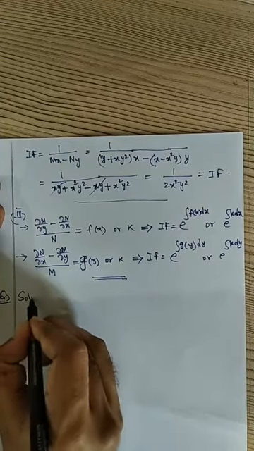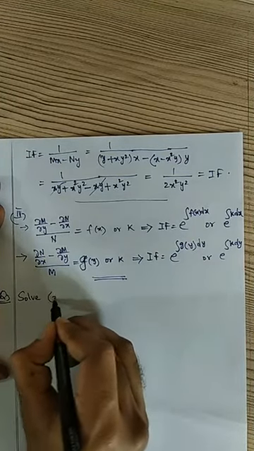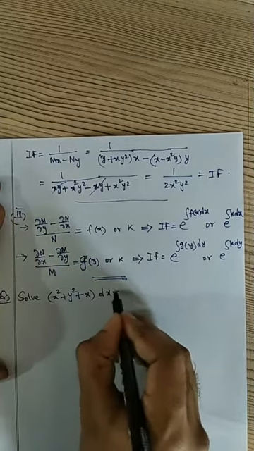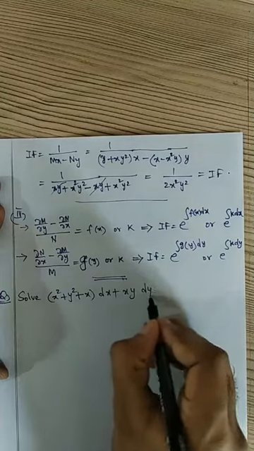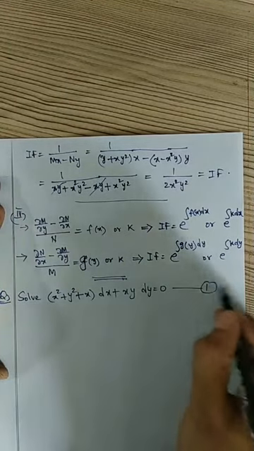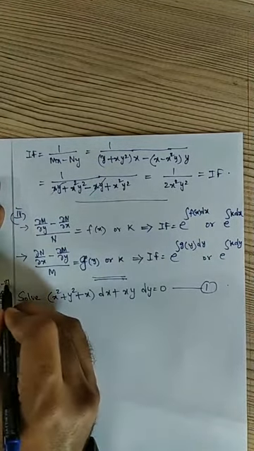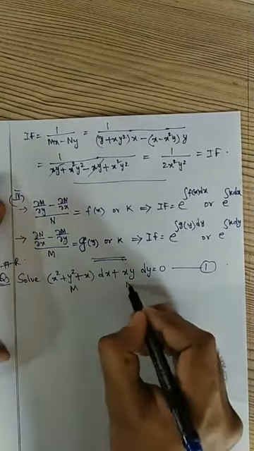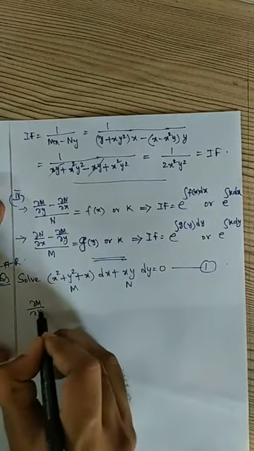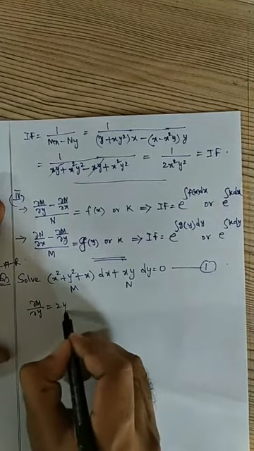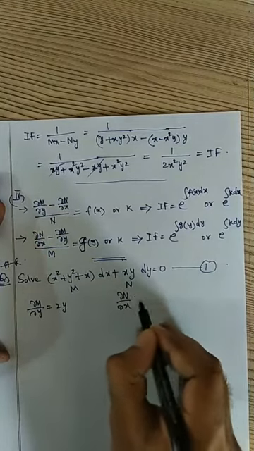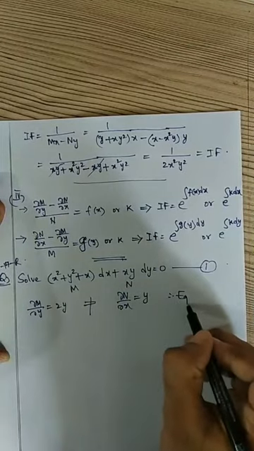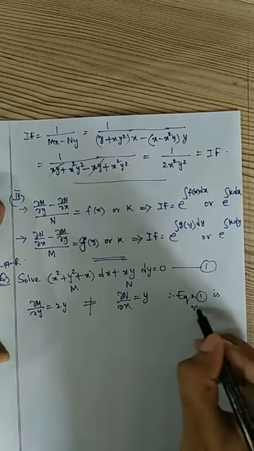Solve x square plus y square plus x into dx plus xy into dy equal to 0. Consider this as equation 1, and this question was asked in the December 2017 regular exam. So this is m here, this is n. Find dou m by dou y. So what will we get? 2y. And here dou n by dou x, what will we get? y. 2y and y, they are not equal. Therefore equation 1 is non-exact.